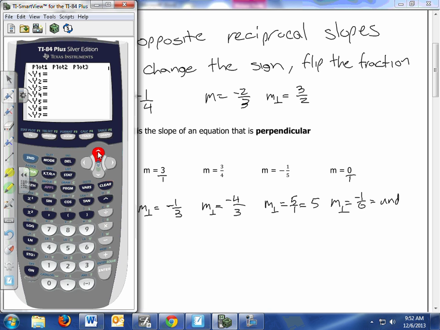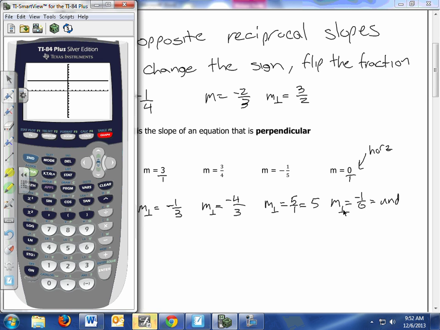Zero x plus 4. A line with a slope of 0. So it's essentially just y equals 4, right? What's it look like? Yeah, it's a horizontal line. If I have a slope of 0, this gives me a horizontal line.